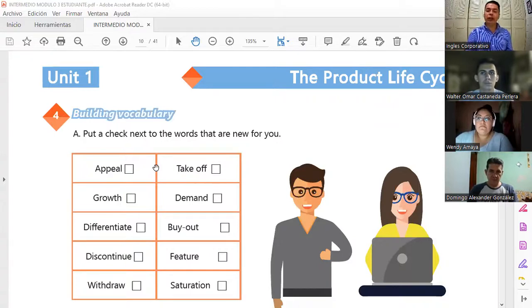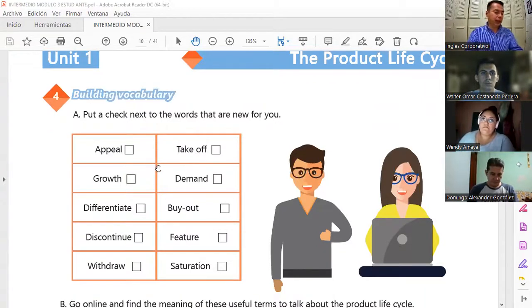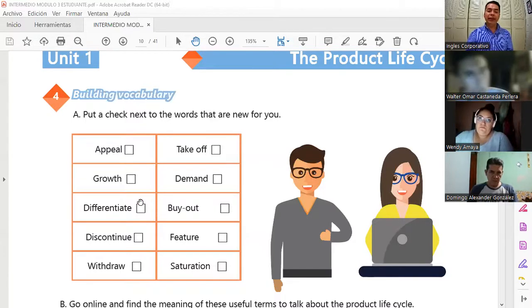Which of these words are new for you? Let me see. I will ask some students. In this case, Rosibel. Rosibel, we were discussing those words in the presentation, right? Appeal, takeoff, growth, demand, differentiate, buyout, discontinue, feature, withdraw, saturation. Rosibel, which of these words are new for you? Appeal. Okay. Good, thank you.